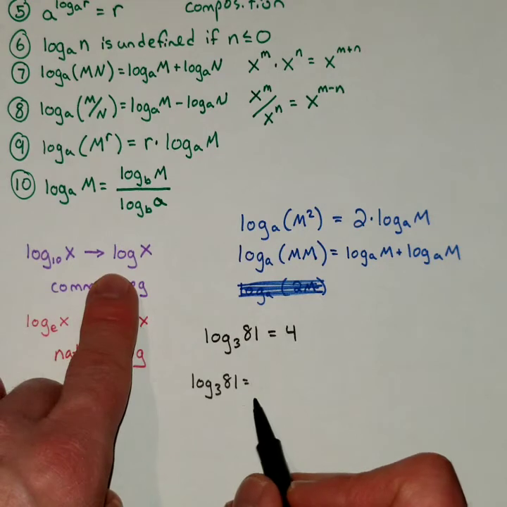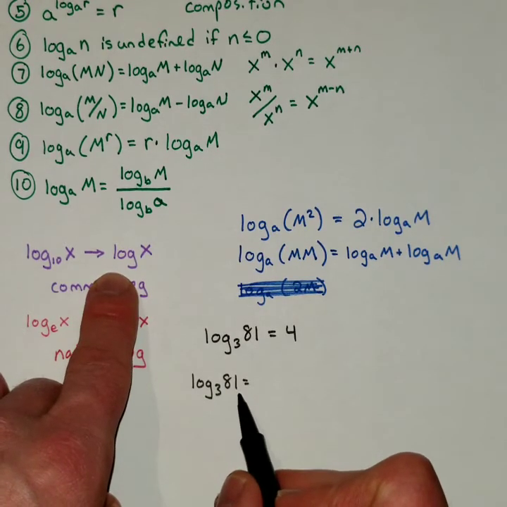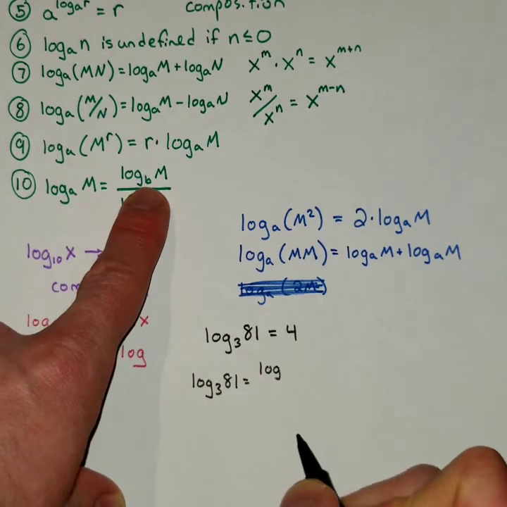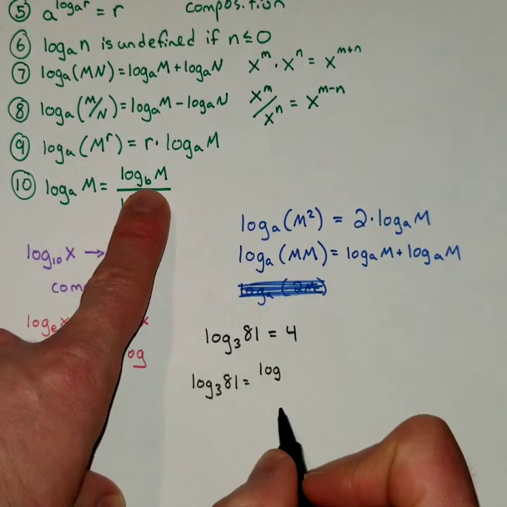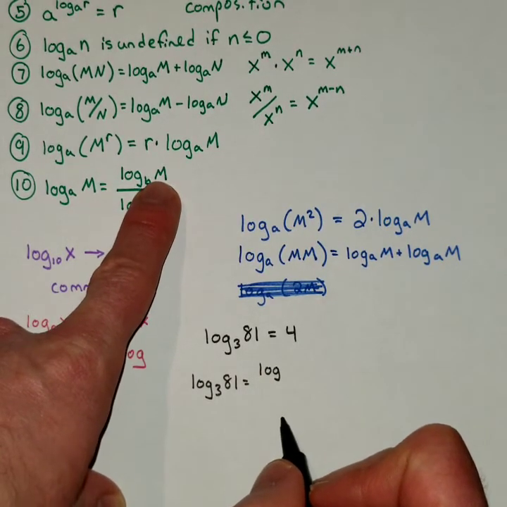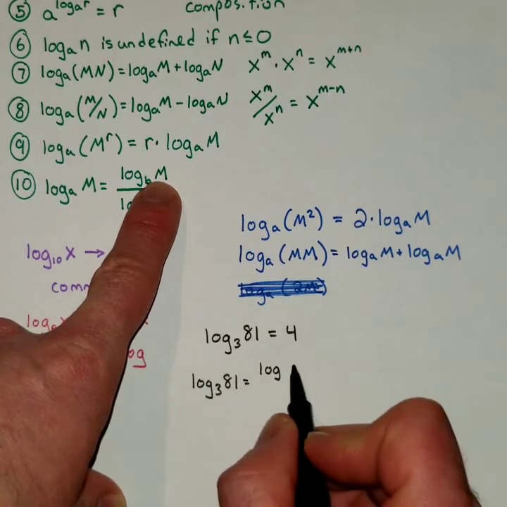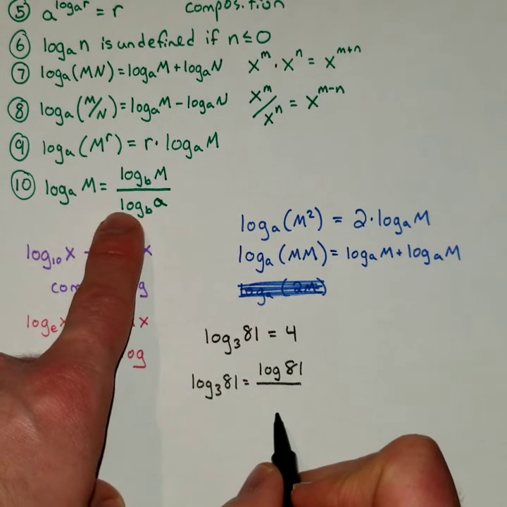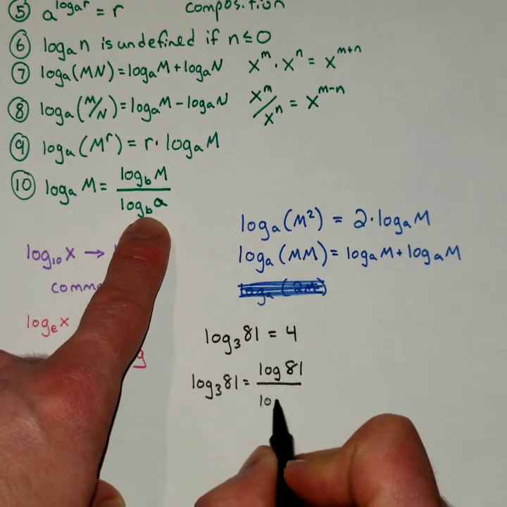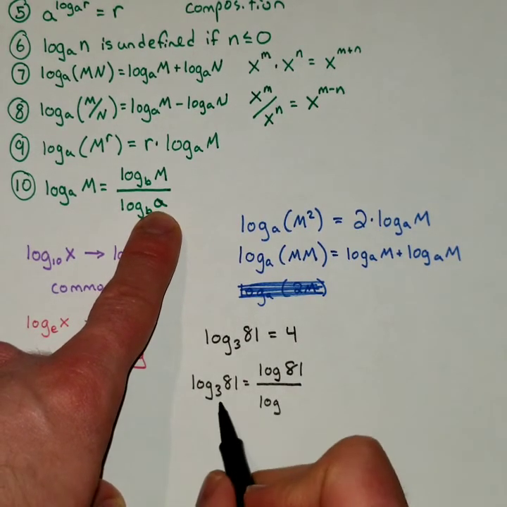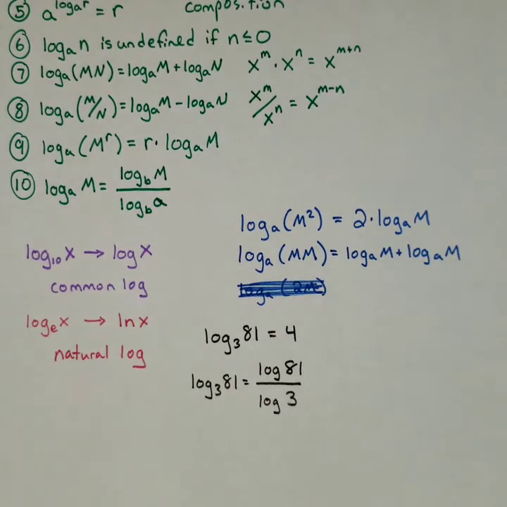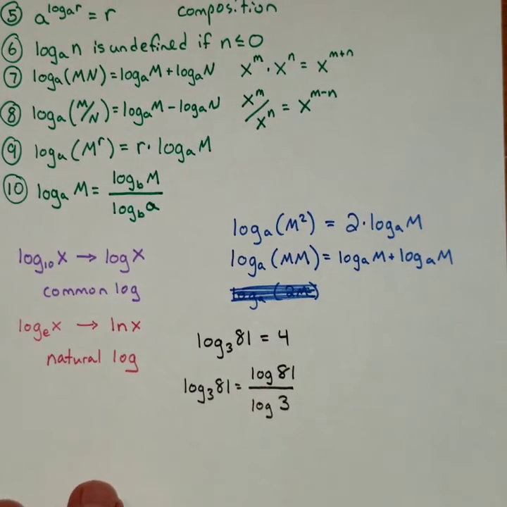So let's do the common log, log base 3 of 81. I don't need to write the base in there because I know the base is 10. Now the original argument goes on top, that's 81. And then I divide by the common log again, same base of 10, with the argument changing to 3, the original base.